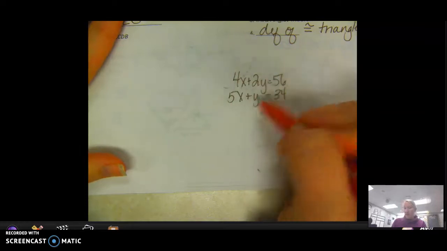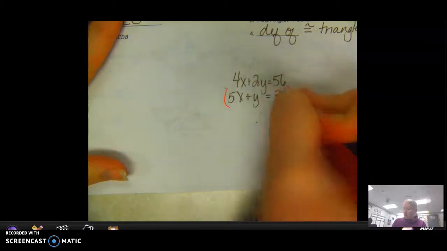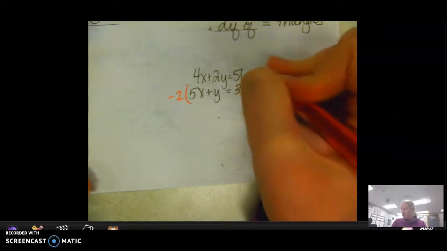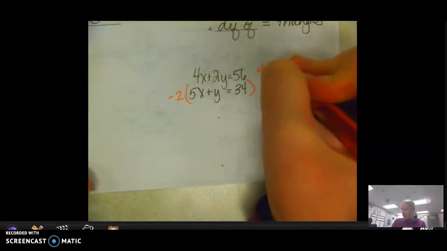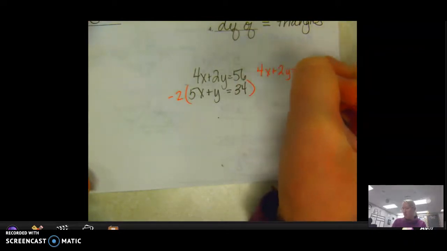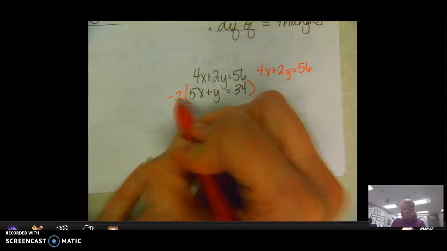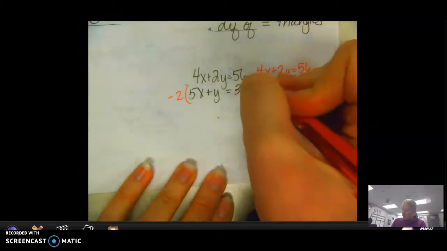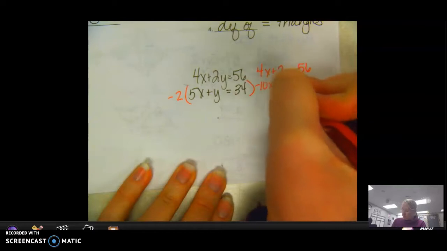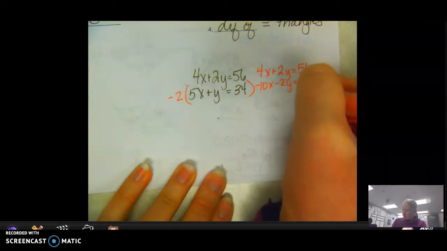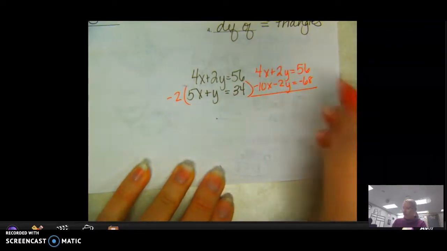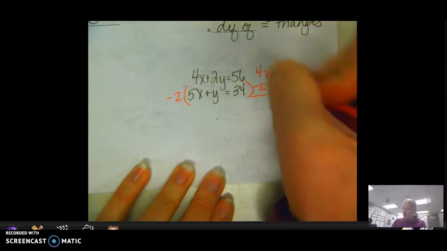And right now neither of those are doing that. So I'm going to take this bottom equation and multiply by -2. I'm not going to change the top equation at all, so I'm just going to carry it over. I'm going to bring over the same thing. Now I'm going to multiply this whole thing by -2. So I get negative 10x minus 2y equals negative 68. Put an equal sign. Now 2y minus 2y cancels.